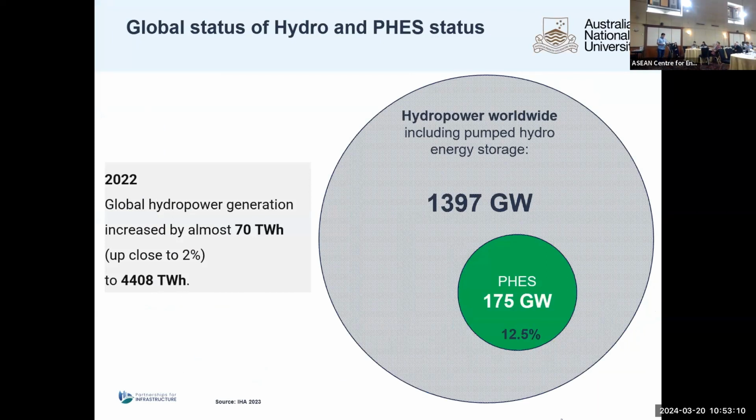So we start with the general picture of where hydro and pumped hydro stand. Until 2022, global hydropower generation has increased by almost 70 gigawatt. Pumped hydro contribution is about 175 gigawatt worldwide, and the total hydropower generation, including pumped hydro, is like 13.97 gigawatt.